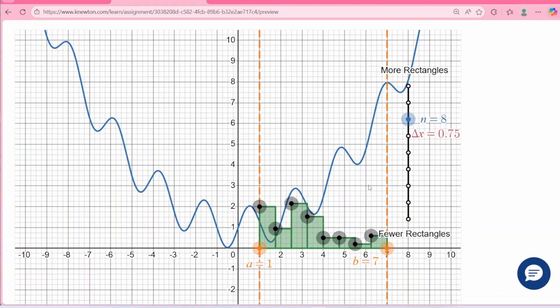There we go. So they took this interval from 1 to 7, divided it into 8 pieces. Now 1 to 7 has a length of 6 units, right? And if you divide 6 by 8, you get 0.75. So that's what this delta x is. 0.75 is how wide each rectangle is.